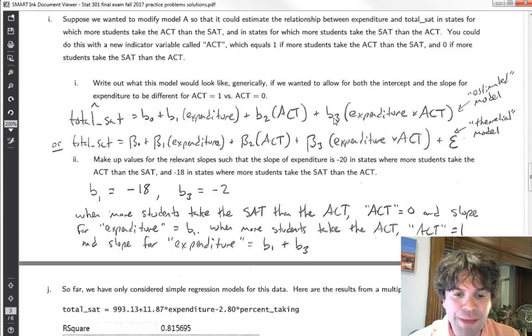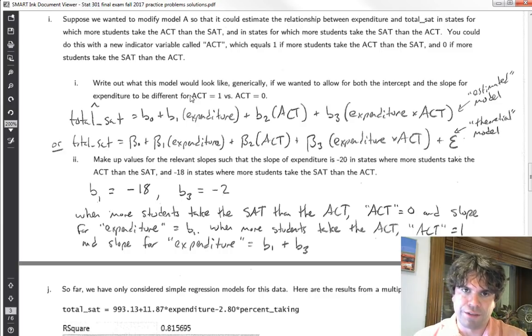And then finally, B3 times expenditure times ACT. So again, if ACT equals 0, this whole thing just goes away. If ACT equals 1, I've got B3 times expenditure times 1, so B3 times expenditure. And so now we'll have expenditure being multiplied by both B3 and B1. And so B3 will be the amount by which the slope for expenditure changes when we're looking at a state for which ACT equals 1 compared to a state for which ACT equals 0.